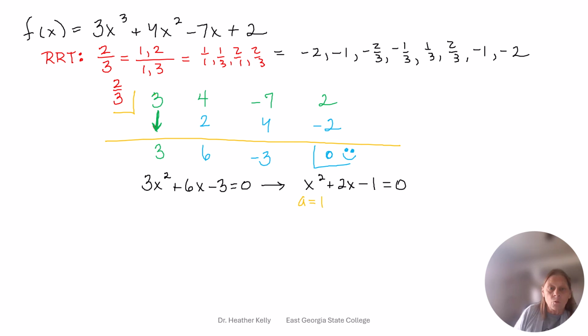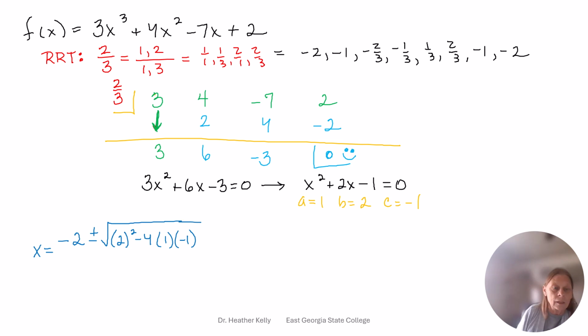Our A is equal to 1, our B is equal to 2, our C is equal to -1. So x is equal to -b plus or minus the square root of our B squared minus 4 times our A and times our C, and all of that is over 2 times our A. Let's get this: -2 plus or minus the square root of 4 plus 4 is 8, over 2.